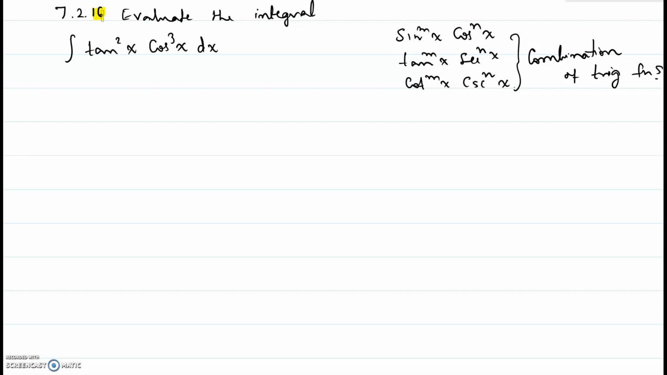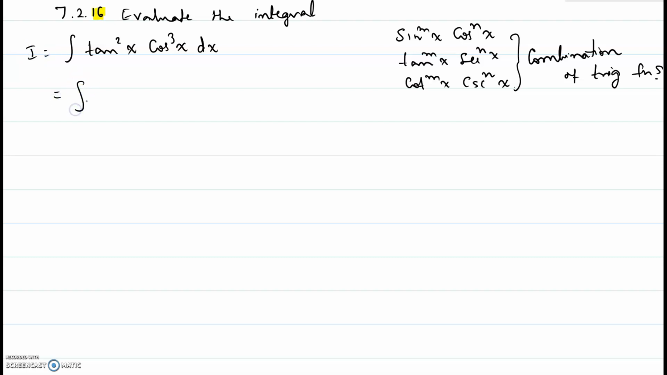So in this problem, we have to see whether it falls under one of the combinations of trig functions like sine and cosine, tan and secant, or cotangent and cosecant. In this problem, we notice it's not tan and secant, but it is tan and cosine. So we are going to do this problem in a different way.